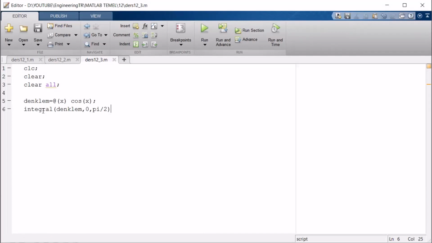There is also another command we use for integral. This is also a little different. This command is the trapz command. For example, here is a command that includes steps between 0 to pi/2, but that is we integrated by taking an array. Now let me explain the trapz command here.